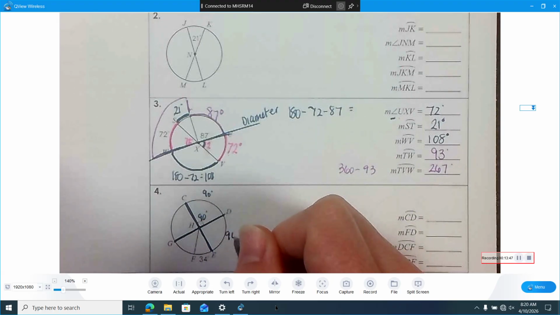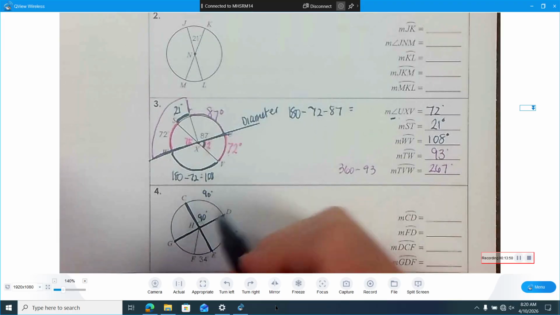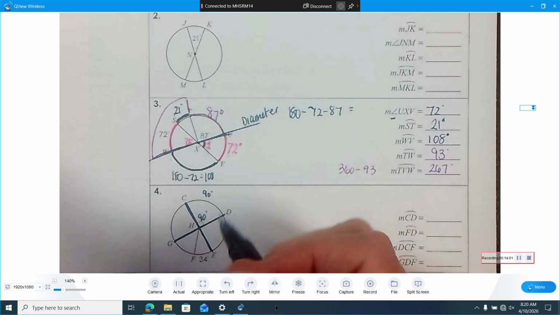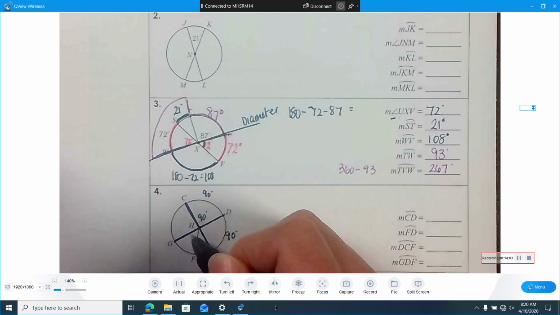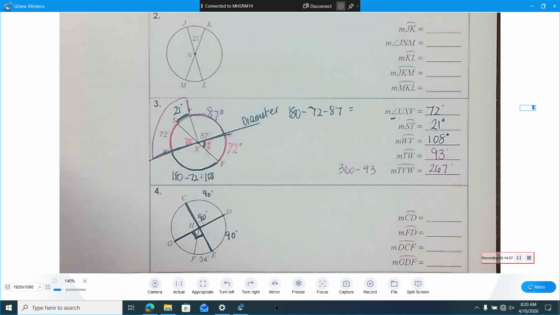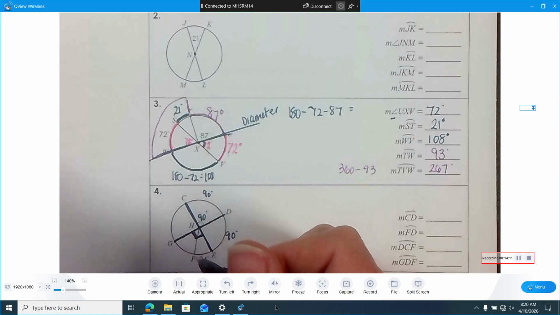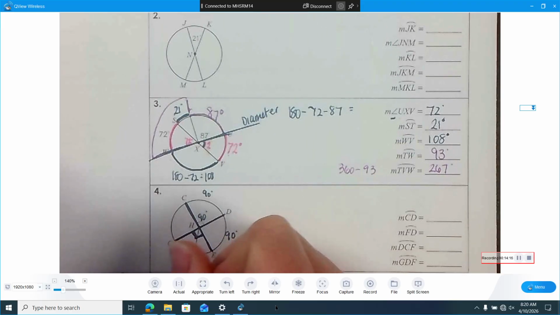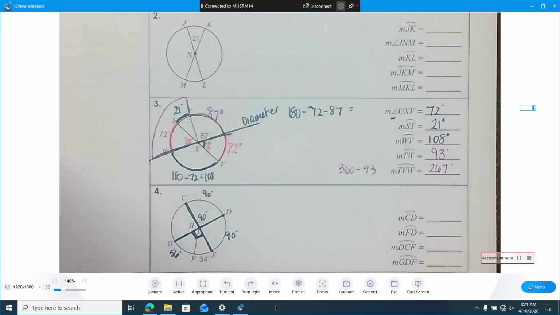It'd be 90 out here, yeah. Okay. All right. And then they told us this is 34. What's GF? 90 minus 34, yeah. Again, we have vertical angles right here, so that is also 90 degrees in total. So 90 minus 34, I don't know what that is. 56, thank you. Let's see.